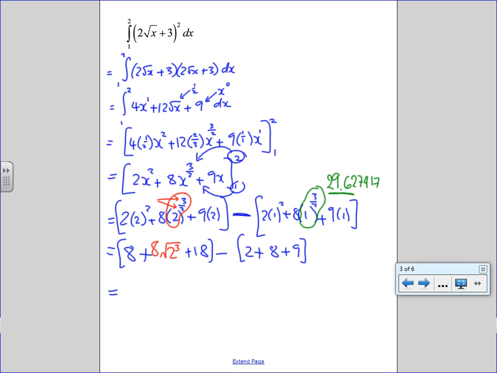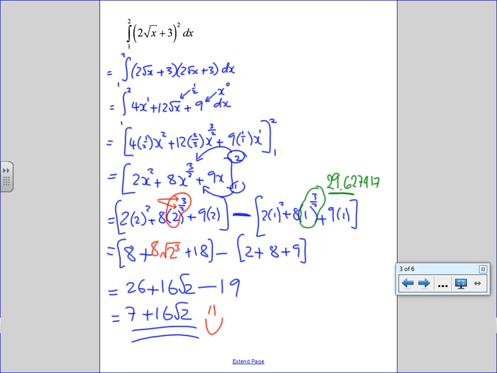8 add 18 is 26, so I've got 26 add 16 root 2 minus 8, 9, 19, equals, I think I've got 7 add 16 root 2. To be honest, I like that more as an answer, but does that match up? It does indeed, yeah. So 7 add 16 root 2 is 29.627417. Excellent. But this is obviously a much nicer answer than the decimal.